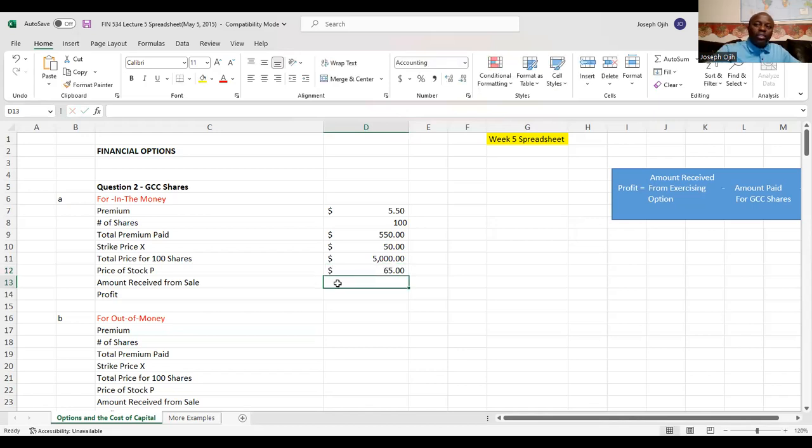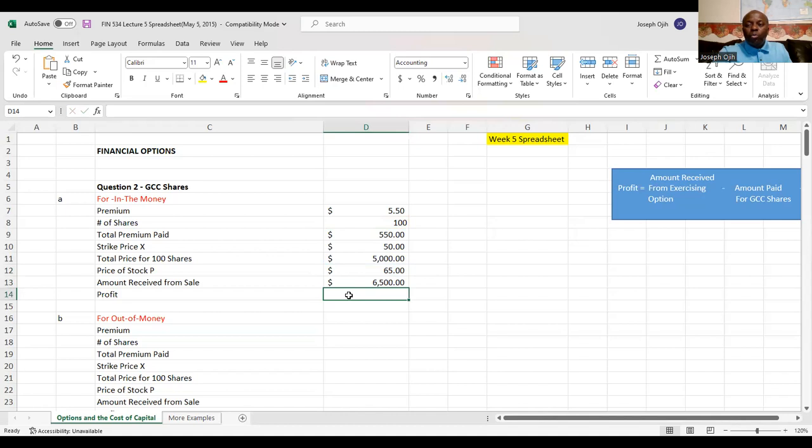So John bought it and immediately exercised it. So profit will now become the amount he received when he bought the shares. He bought the shares at $50 per share and then immediately exercised it at $65 per share. So the amount he received from the sale will now become $65 times 100 shares, which is $6,500.